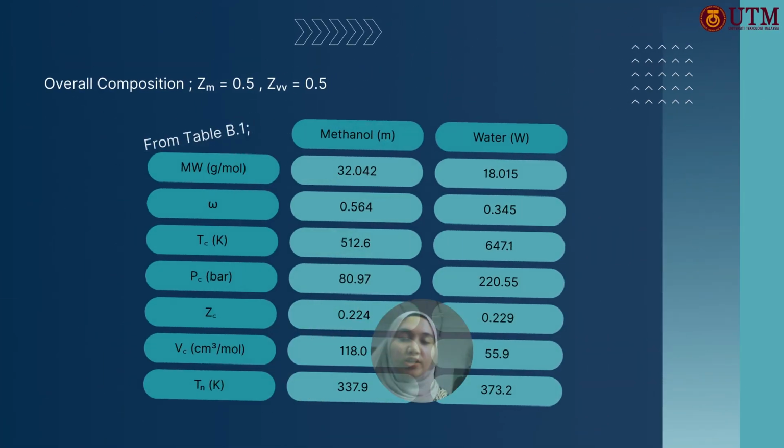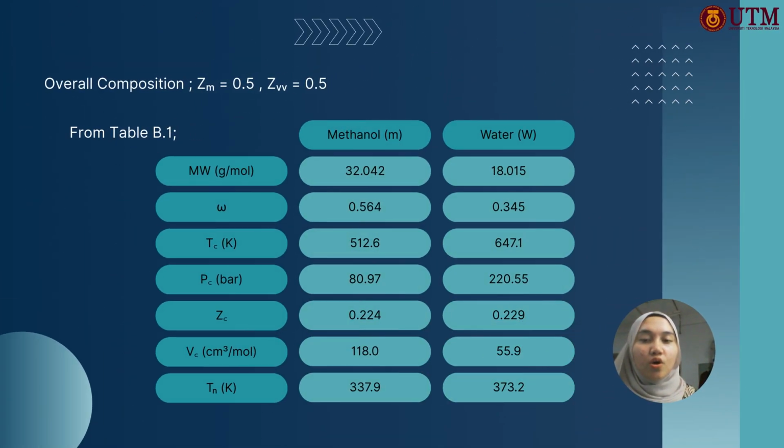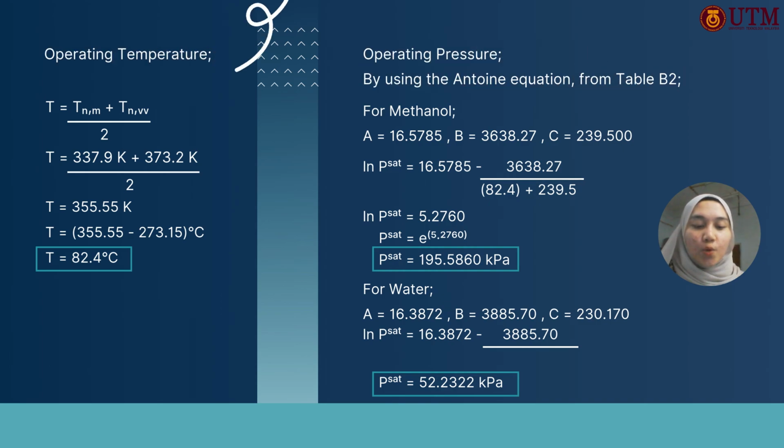Before we start our calculation, we also need to find all of the required information of methanol and water from table B1. To find the operating temperature, all we do is apply the formula of average. We find the Tn of methanol and water from table B1 and then divide it by 2. From that, we get 82.4 degrees Celsius as our operating temperature.